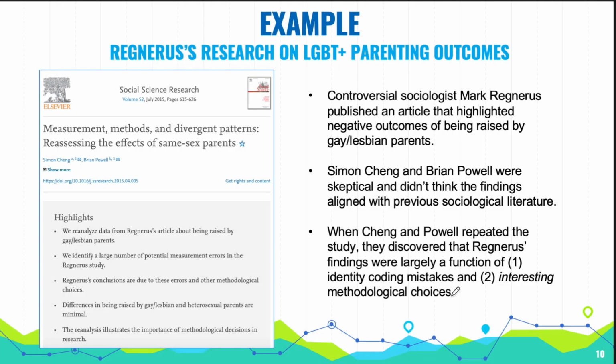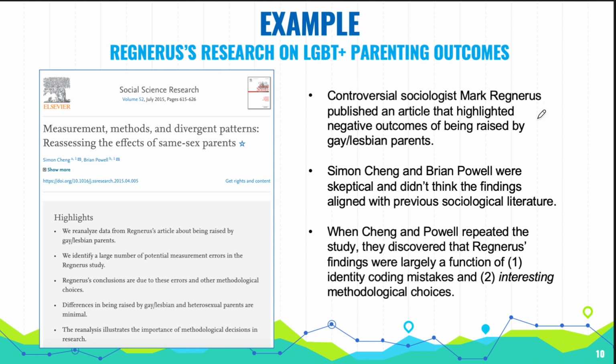So I wanted to give you a sociological example. Mark Regnerus is a very controversial sociologist, and one recent article that he had published highlighted what he called negative outcomes of being raised by gay or lesbian parents. Now, sociologists have published research in the area showing that having gay or lesbian parents doesn't correlate with any increased risks or negative outcomes. However, this piece was taken by the conservative media by storm. People were citing this paper, showing it as proof that maybe gay and lesbian parents don't have the right to be parents. So it caused a lot of uproar.